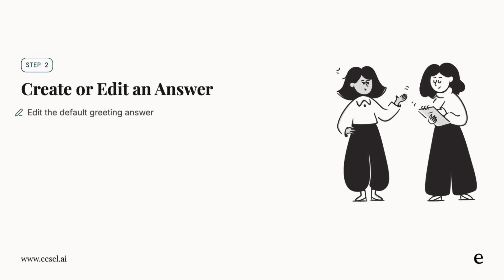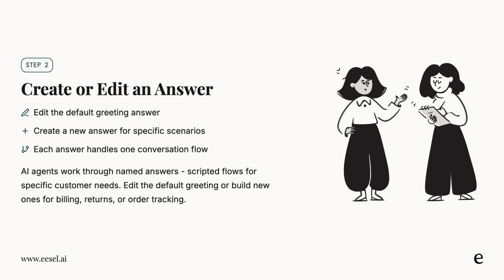AI agents work through named answers. Each one is a scripted conversation flow for a specific scenario. You can edit the default greeting answer or create new ones for billing questions, order tracking, and return requests. Each answer handles one distinct customer journey.